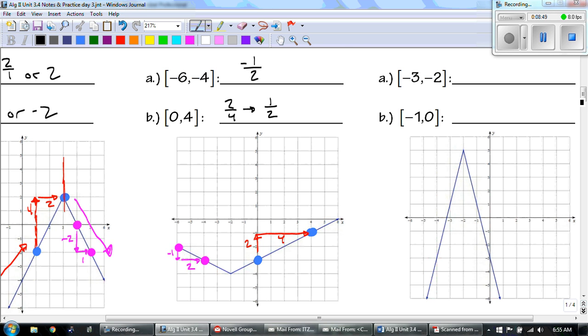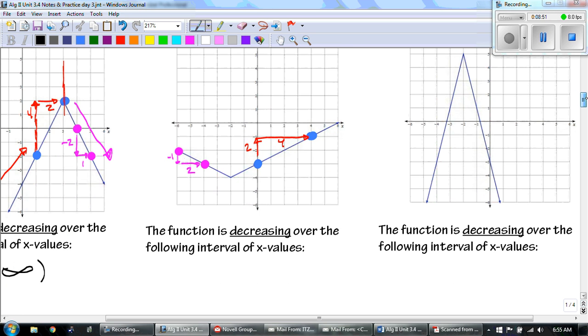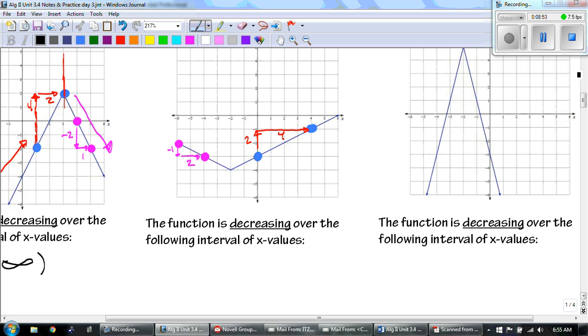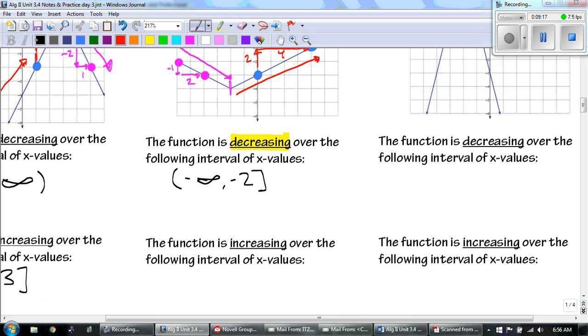Okay, so where is this graph decreasing? Well, it's going down from negative infinity, and then it stops right here at negative 2. So we would say from negative infinity to negative 2, and then it starts increasing from negative 2 to positive infinity.